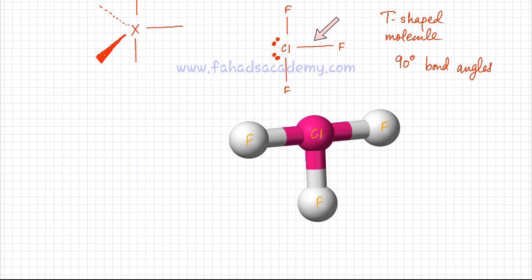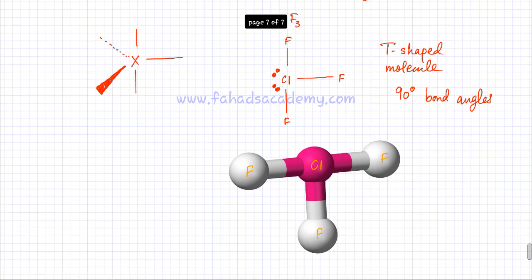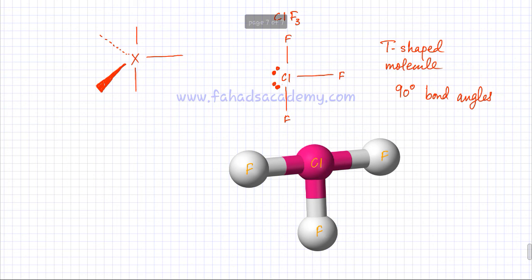The basic shape was exactly the same with 5 electron densities, but since lone pairs are not counted in the shape because there's nothing bonded to this side or this side, they would be counted when you're talking about the geometry of the molecule. So this is how ClF3 is going to look like.